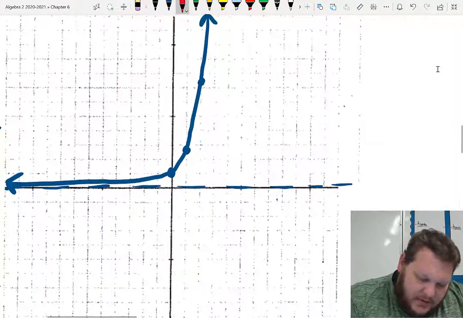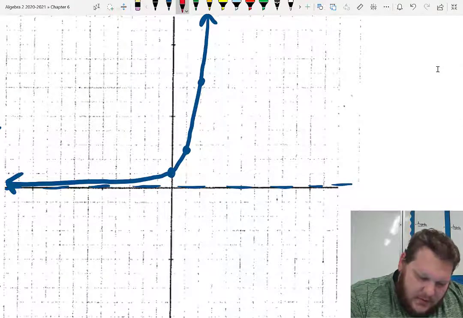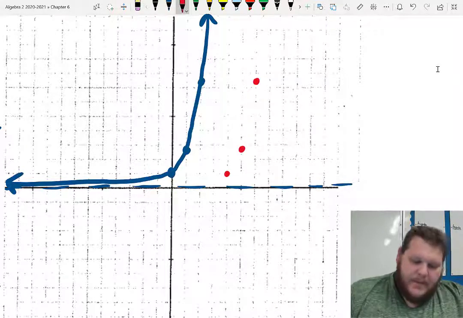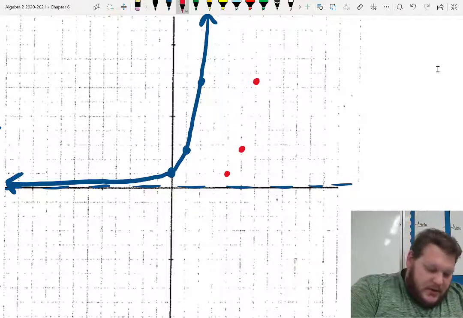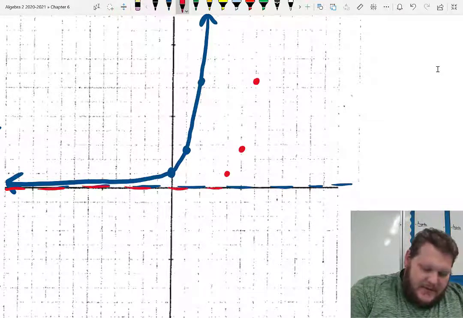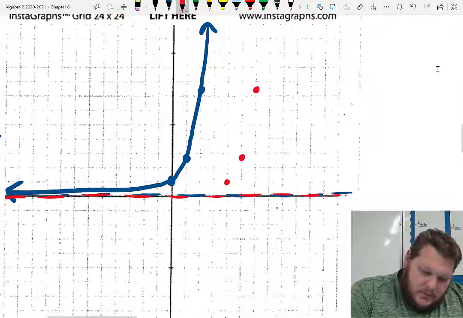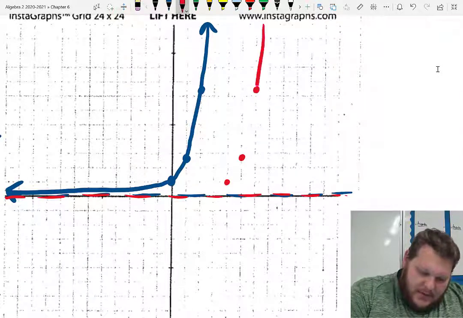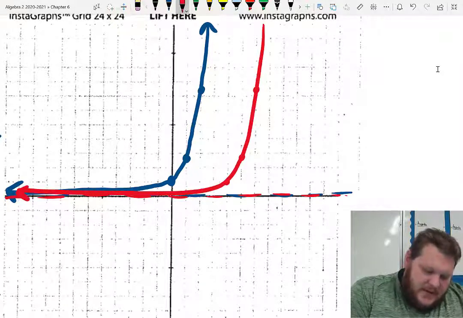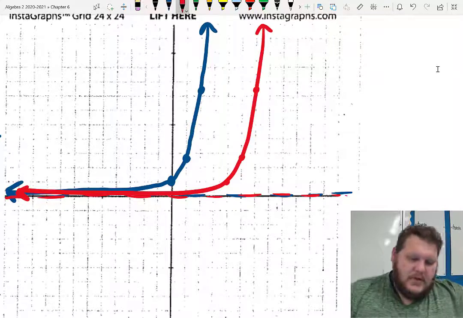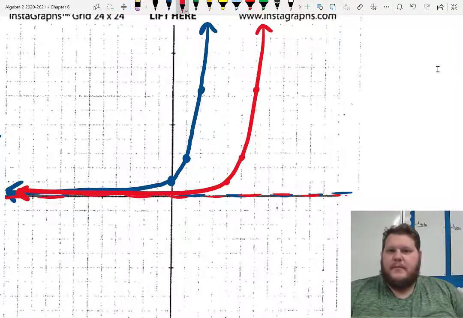So all I have to do is shift 1, 2, 3, 4. I'm not shifting up or down at all, so my asymptote is still right there at 0. And then I'm just going to follow along, go through my points, level off, and go in that same direction. So literally just shifted 4 to the right.